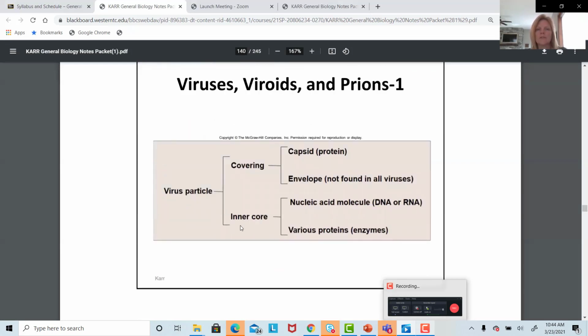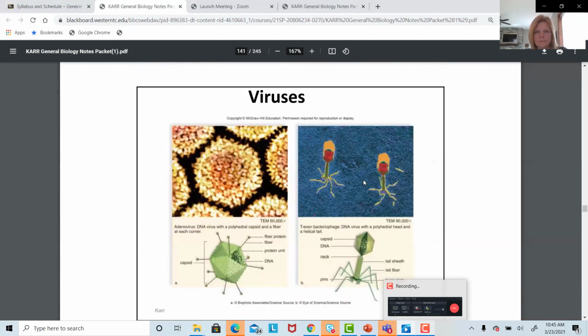So when you look at just the inner core of a virus, you have that DNA or RNA, that genetic material that allows it to reproduce and infect cells, and then it has different enzymes inside to help with metabolism and promoting survival. And then the outer covering is a protein called a capsid, and then an envelope that surrounds that capsid. The envelope, like we said, is not found in all viruses, but there is a protein coating called a capsid around most viruses.